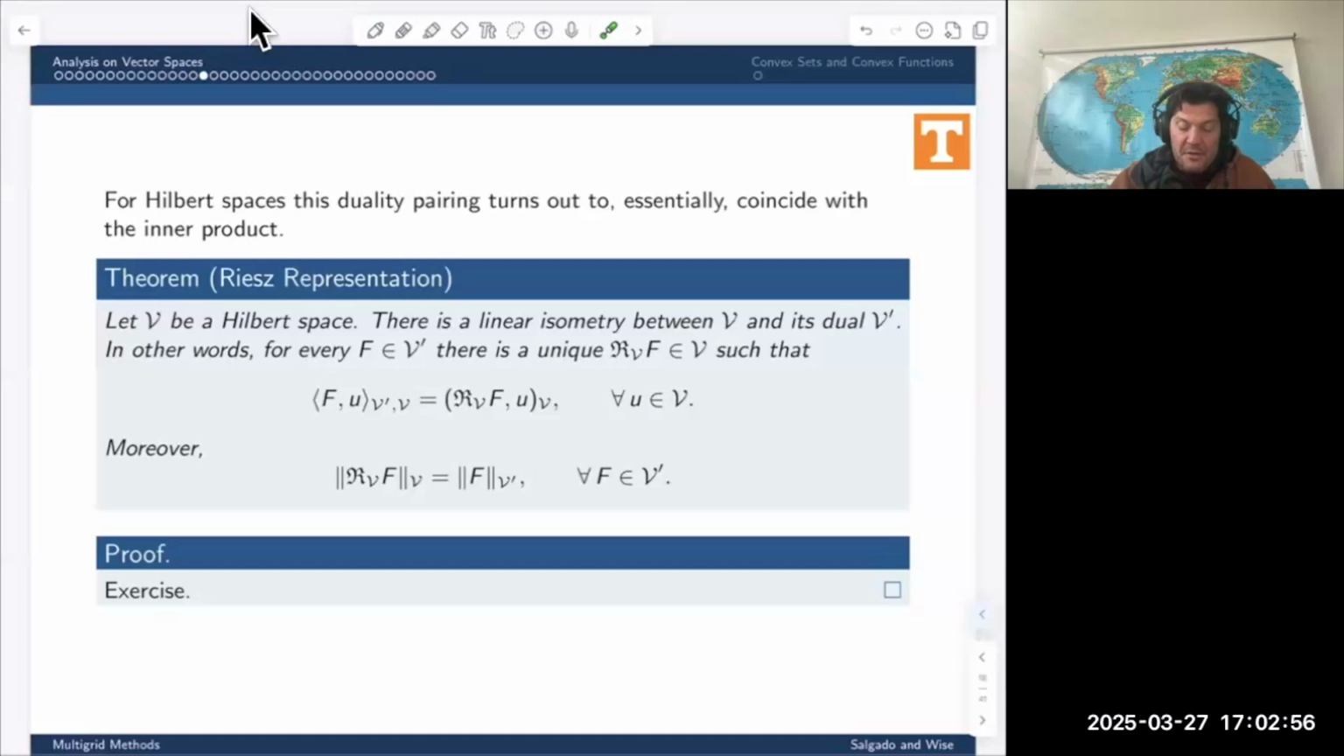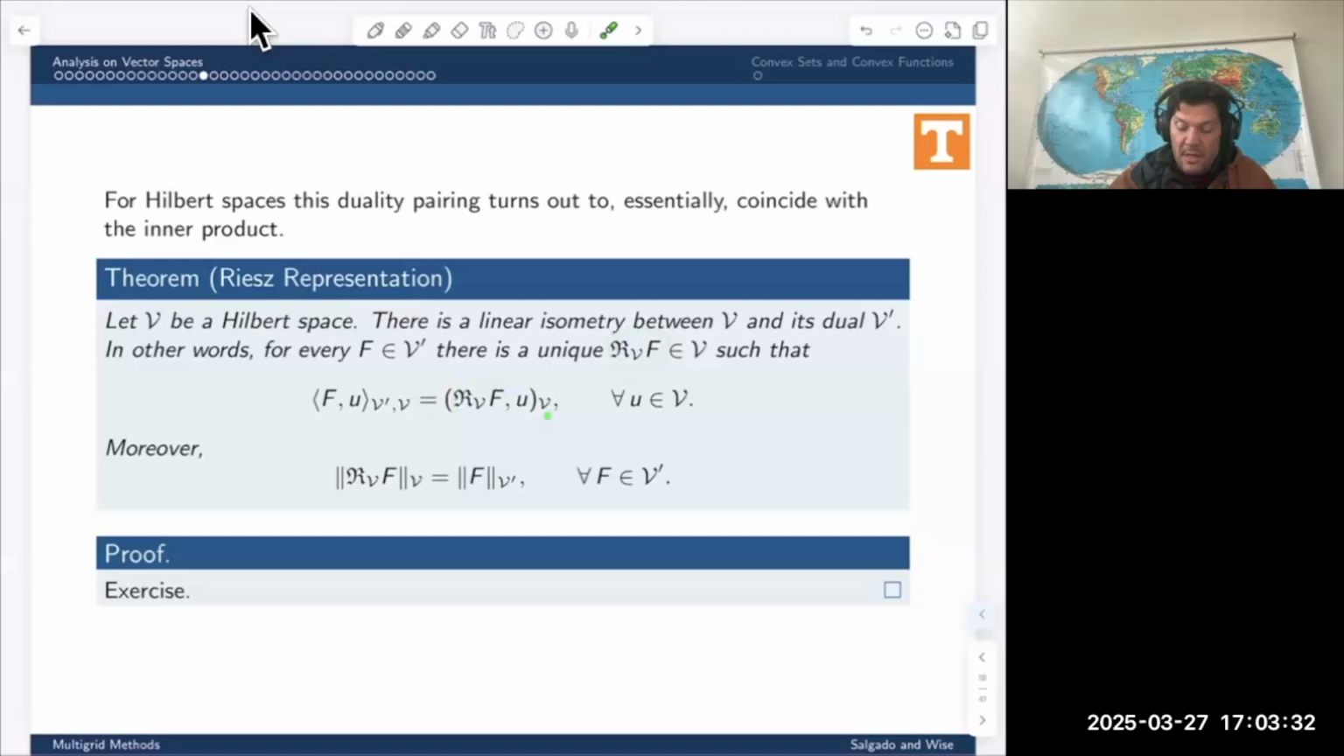So the Riesz representation theorem says this: let V be a Hilbert space. There's a linear isometry between V and its dual. In other words, what this is really saying in understandable symbols is that for every F in V prime, there exists a unique object, let's just call it an object for now, in V, such that the dual pairing is equal to the inner product of that object against U.